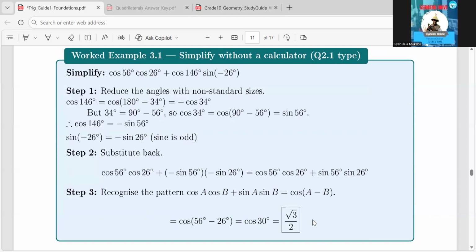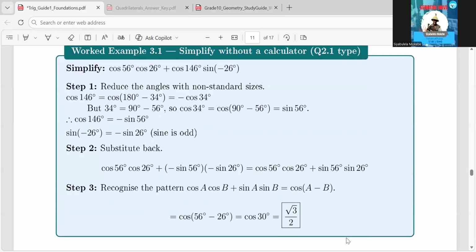So it is very important for you to be able to recognize the pattern. Recognize the pattern. Okay.